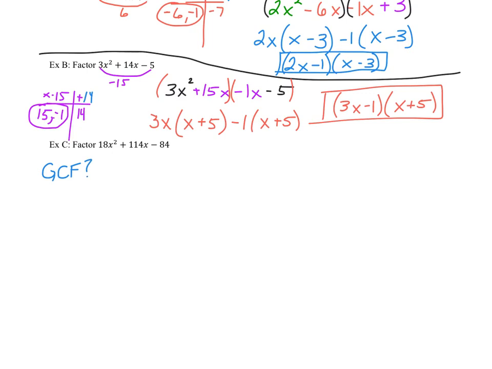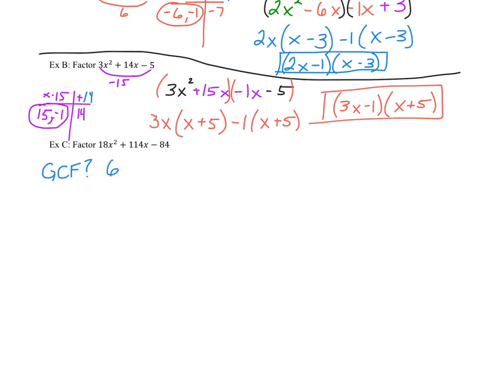Well, 18, 114, and 84. So, you know, maybe I'm not great with my multiplication tables. I could start dividing them by 2, and that works. They're all even, but that's going to give me numbers that could still divide by 2. So I'm going to go bigger, and I could divide by 4, see if that works. I keep working up until I get numbers that won't have any greatest common factor left with them. So my greatest common factor for all of these is 6.